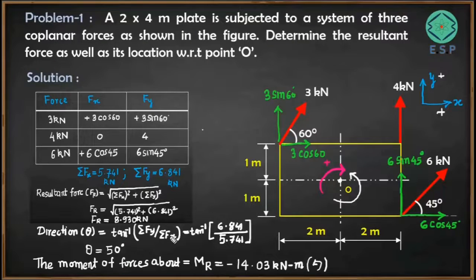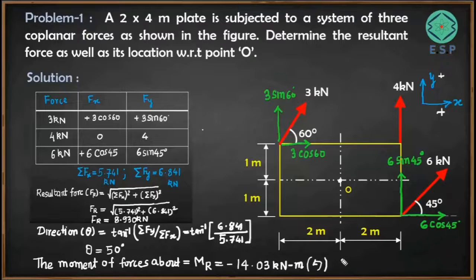Okay, we also got the direction of the resultant force, which is theta. So let me take one more. Now here, friends, this is the resultant force, that is 8.93 kilonewton, and this is the resultant moment about point O, right? So now we know that the resultant force must have the same moment equal to this.